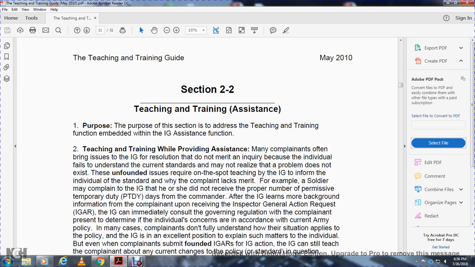For example, a soldier may complain to the Inspector General that he or she did not receive the proper number of days that permit temporary duties from the command.